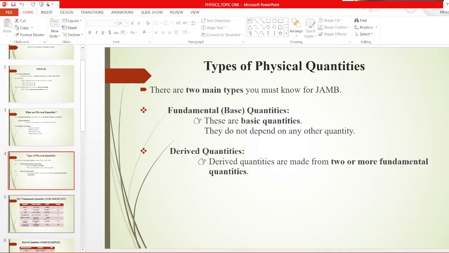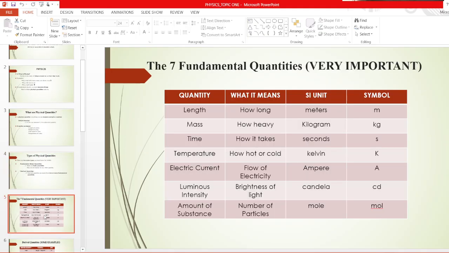Let's look at examples of fundamental quantities that you must take note of. There are 7 fundamental quantities. Remember, whether it's a fundamental quantity or derived quantity, they are classified under physical quantities, meaning they can be measured and it will give us a number. While fundamental quantities do not depend on any other quantity, derived quantities depend on two or more. It's like the combination of two or more fundamental quantities. So the 7 fundamental quantities you must know. Very important. That's why I've written it down there.